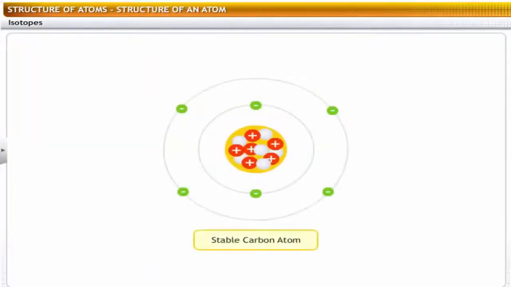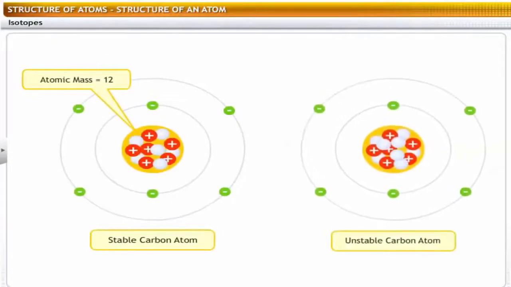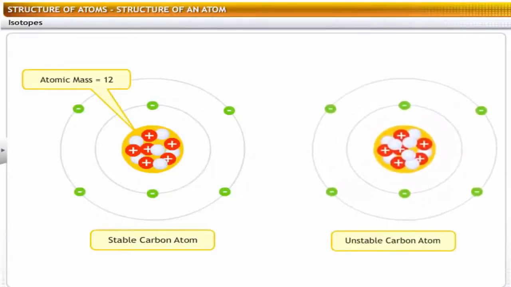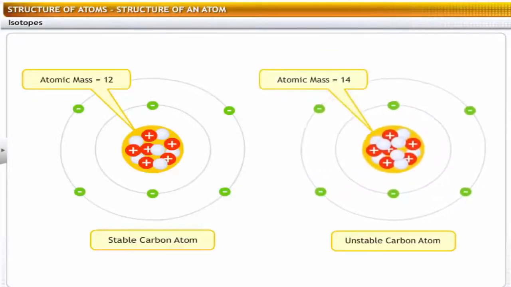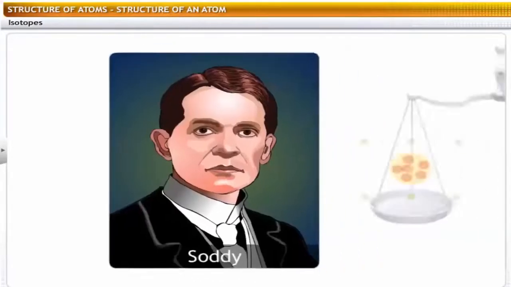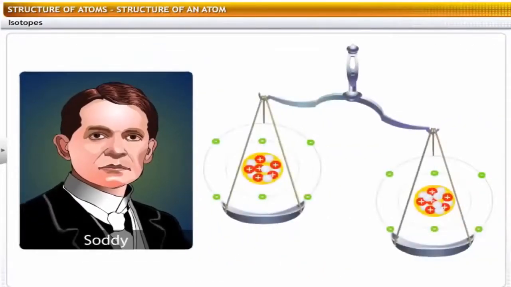Normally a carbon atom has 6 protons and 6 neutrons, but some unstable carbon atoms were found. These carbon atoms had 6 electrons, but the nucleus was similar to that of a nitrogen atom and it had a mass of 14. Soddy discovered that certain elements had a heavier mass. Their atomic number and chemical behavior were the same, but their mass was slightly higher. The higher mass is due to the presence of extra neutrons.